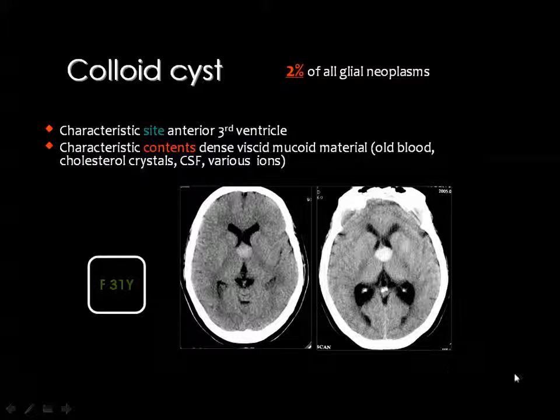Then the colloid cyst, this is the incidence, 2% of all glial neoplasms. It has a characteristic site in the midline along the anterior part of the third ventricle, intimately related to the region of the foramina of Monro. And this cyst will appear hyperdense on the CT scan, and it will not show any enhancement after injection of contrast. The contents are hyperdense because of the viscid mucoid material, some blood elements, cholesterol crystals, CSF, and various ions.